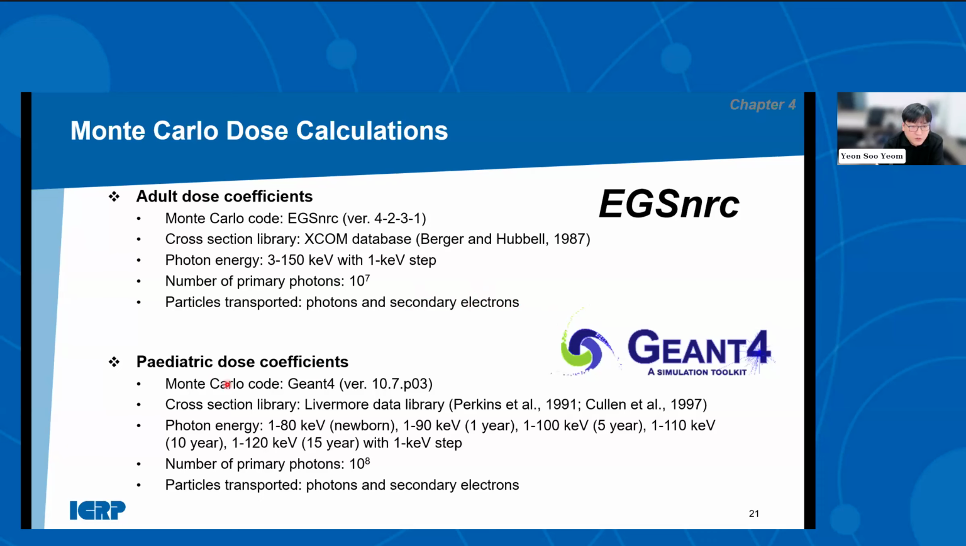And the pediatric dose coefficients were independently calculated using the Geant4 code, and the Livermore cross-section data were used. The maximum photon energy was practically considered to differ with age: newborn 80 keV, 1 year 90 keV, and 15-year 120 keV. Again, the photons and the secondary electrons were transported here as well.